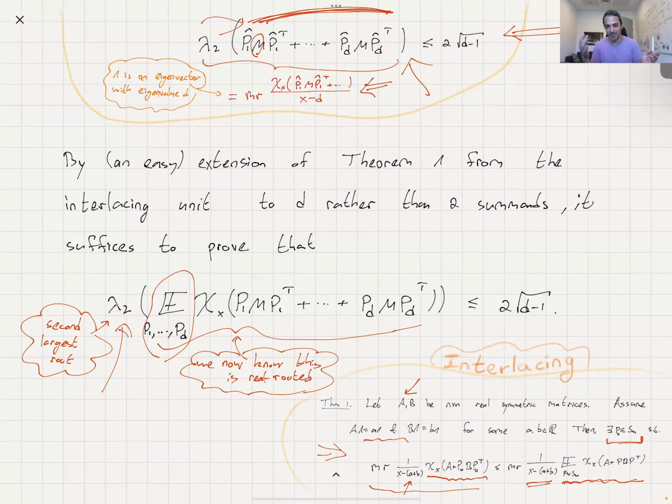If you believe the mindset of the probabilistic method should apply somewhere here, then that should be an easier problem. Because you don't need to argue about structure, you just need to hope that randomness is sufficient for your problem in some sense. Good, and also, if you remember, up until the last video we didn't even know that this is real-rooted, but now we know that this is a real-rooted polynomial, so it makes sense to talk about the second largest root of that polynomial. Good, so that's our goal. Our goal now is to bound lambda 2 of the expected characteristic polynomial with respect to permutations.